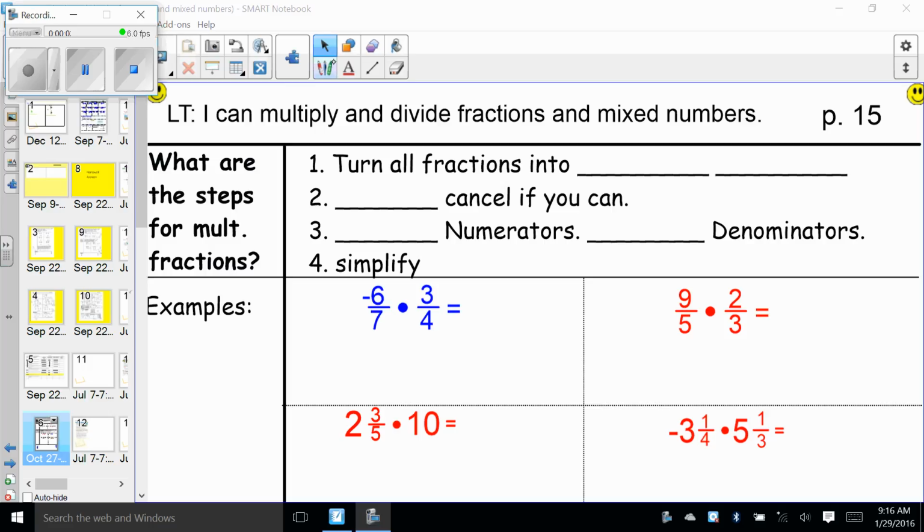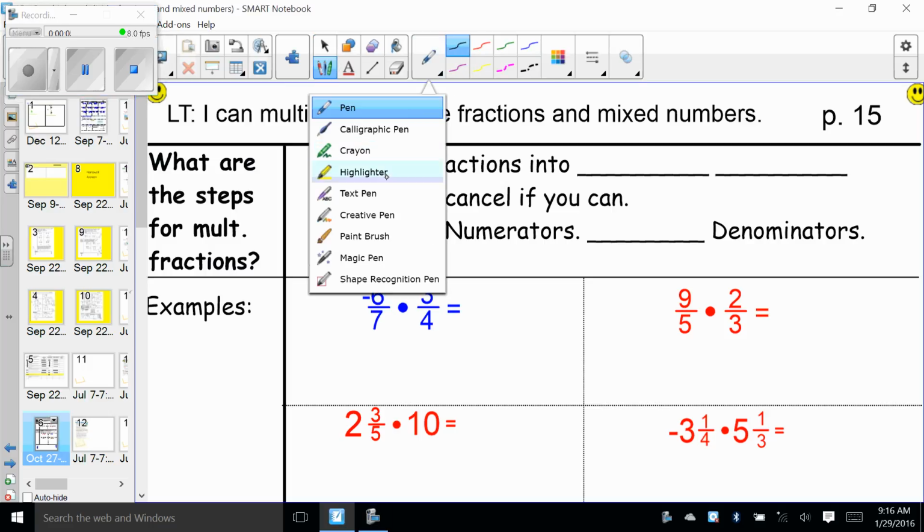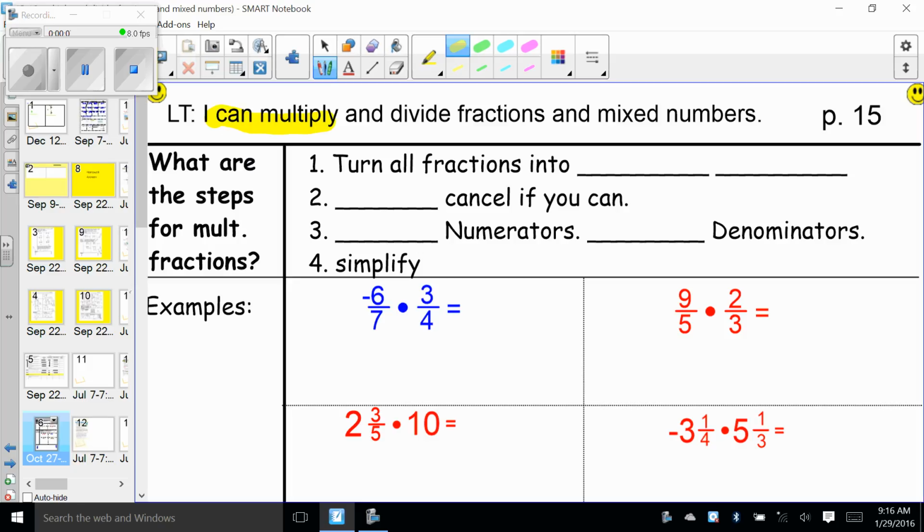Okay, 7th grade. So our learning target for today is I can multiply and divide fractions and mixed numbers. So we're going to take care of both today. Fractions and mixed numbers will be on page 15. So let's talk about what our steps are for multiplying fractions.